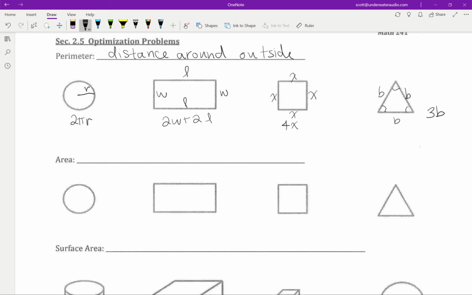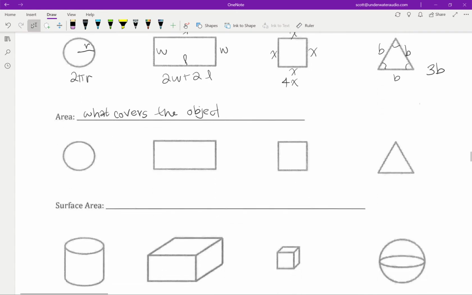Area is the amount to cover. It's like the amount of paper it takes to cover it. So what covers the object? For a circle, also with radius r, that's just going to be pi r squared. And if we have this same rectangle with a width w and a length l, then the area is just going to be w times l.